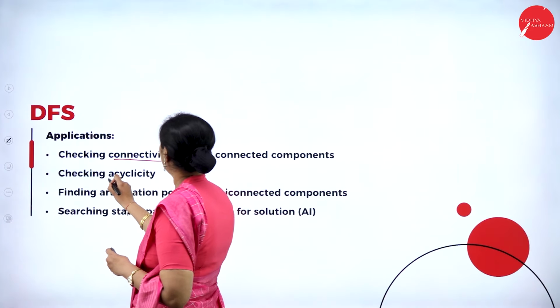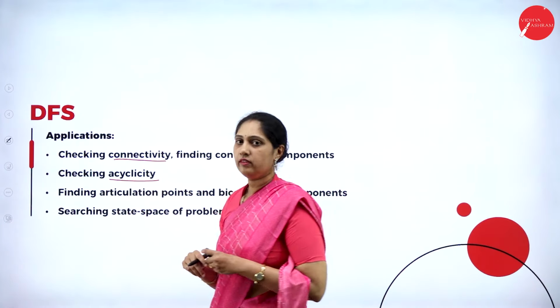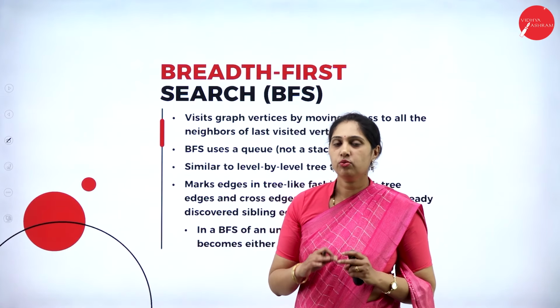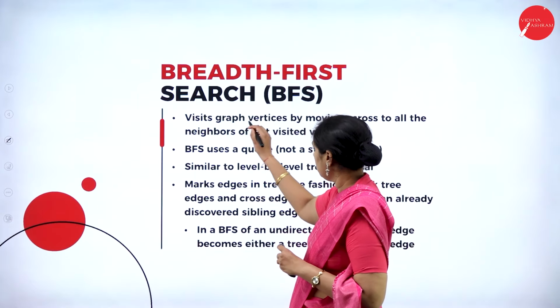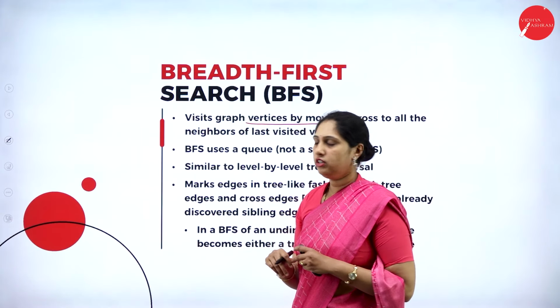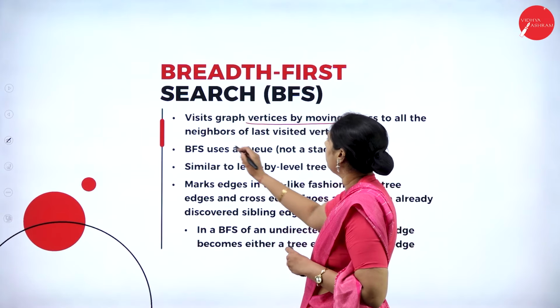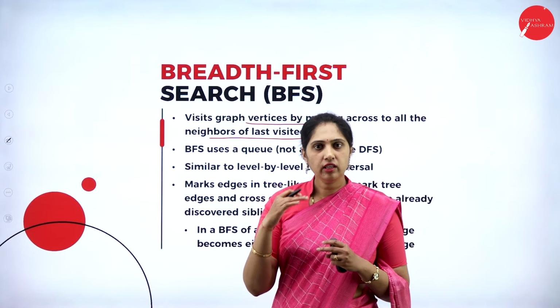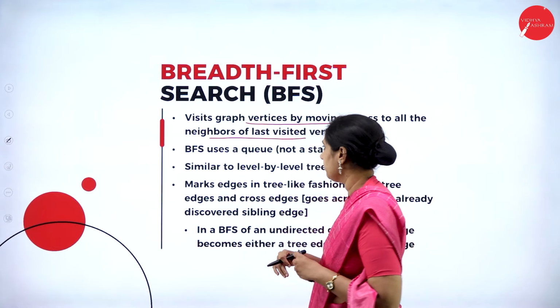Next, it should be acyclicity. Next is BFS. Breadth first search is different from DFS. What is the difference here? This also visits the graph vertices by moving across all the neighbors. Once all vertices are connected, we keep on marking the vertices.